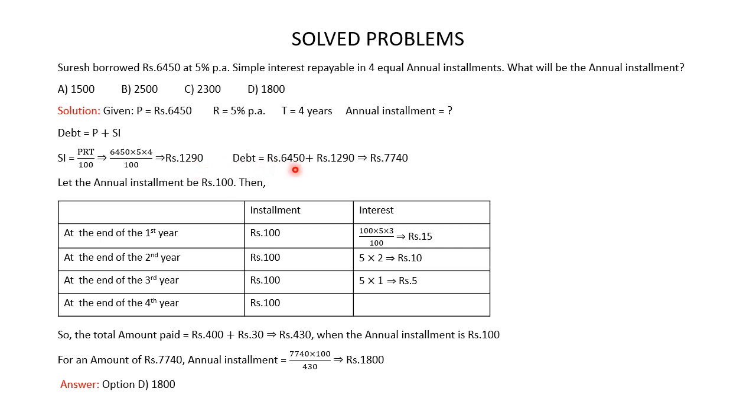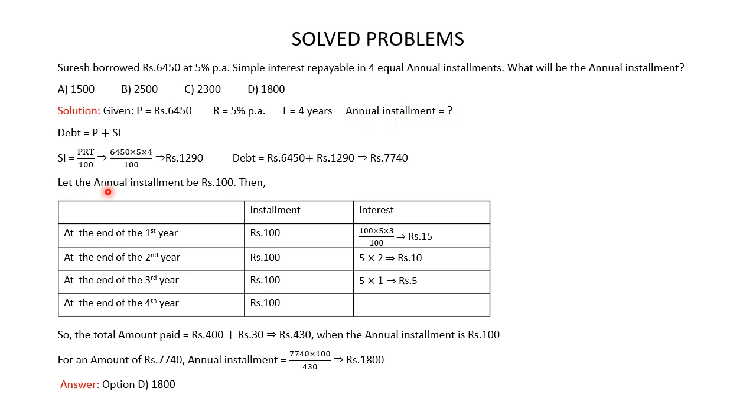So debt is equal to rupees 6,450 plus rupees 1,290, which is rupees 7,740. So this debt of rupees 7,740 has to be repaid in 4 equal annual installments. That is, this has to be repaid in 4 years. Now we are asked to find what is the annual installment.